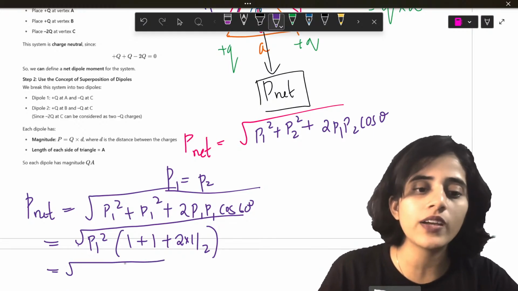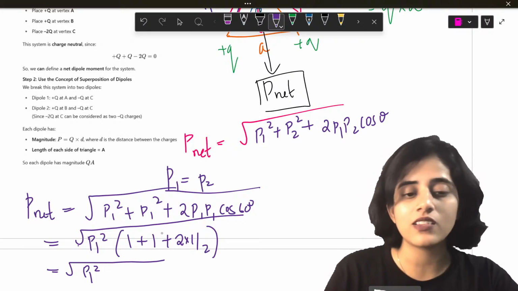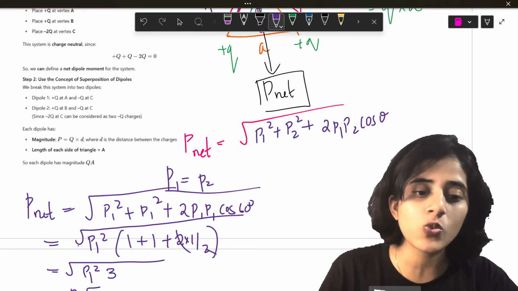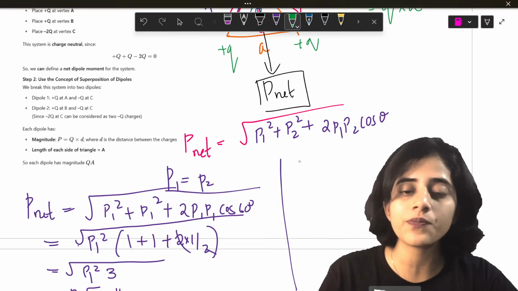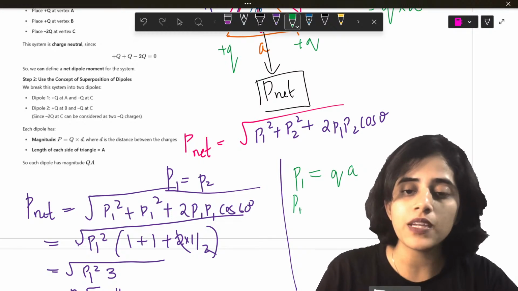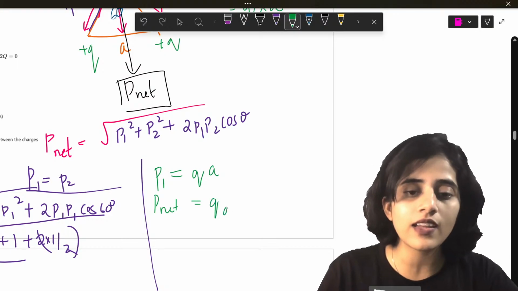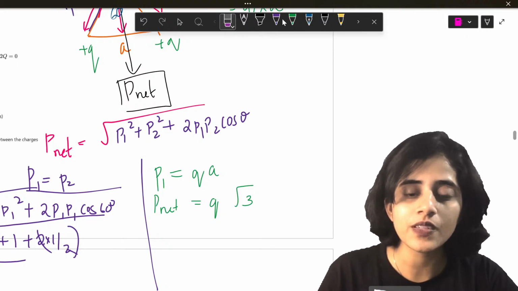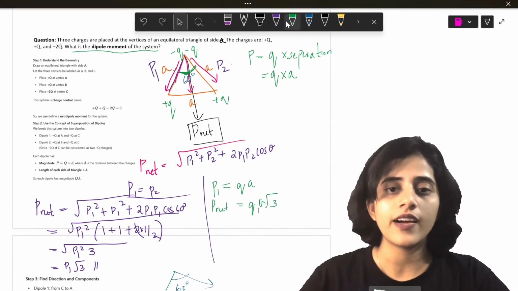So this is equal to square root of P1 square times, 1 plus 1 is 2, 2 plus 1 is 3. So this is 3. So this is nothing else but P1 square root of 3. Now what is P1? P1 is equal to Q into A. So P net will be equal to QA root 3. I hope this is clear to you.